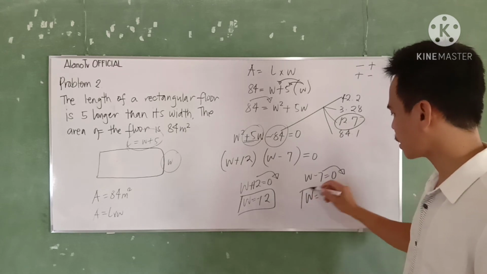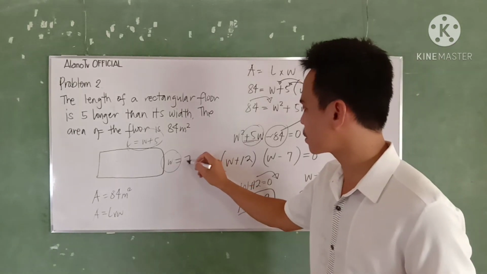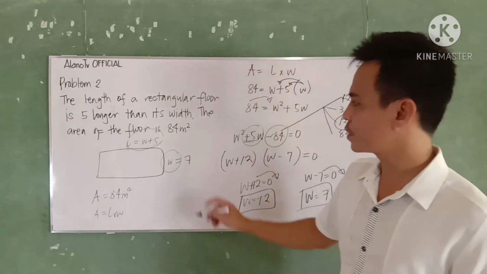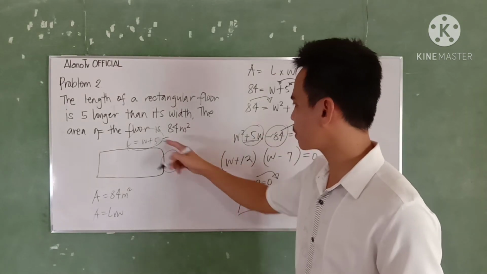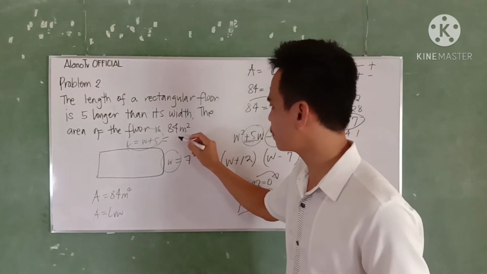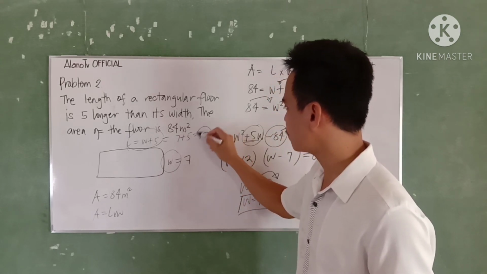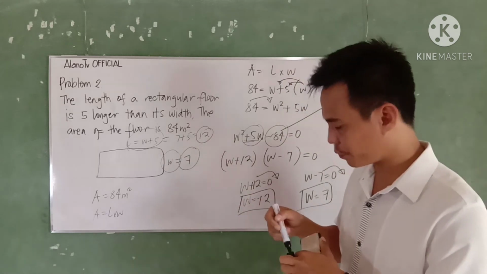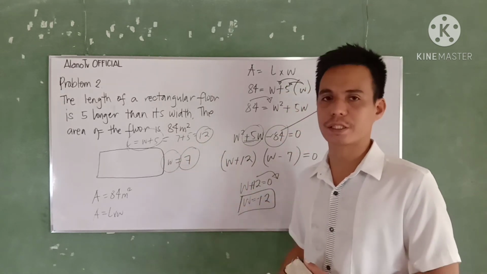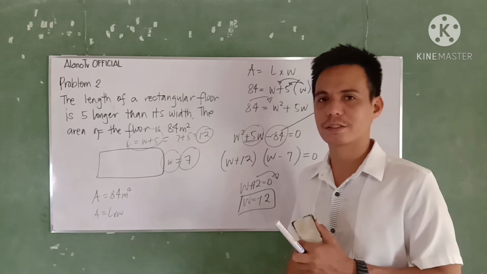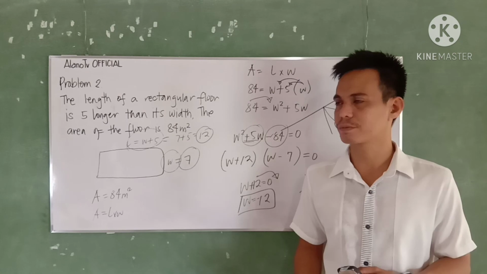There we have it, guys, our W. So therefore, our width there is 7. And so by substituting the value of your W, we have 7 plus 5 is equal to 12. So therefore, our length is 12 and our width is 7. Okay? So there you have it, guys, our answers.